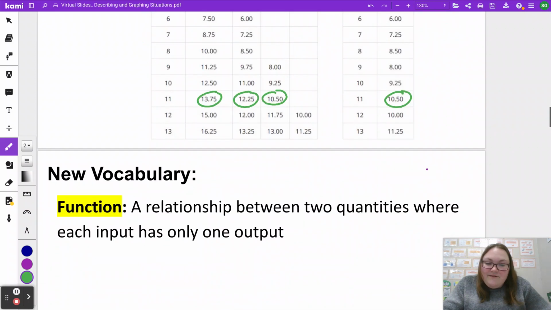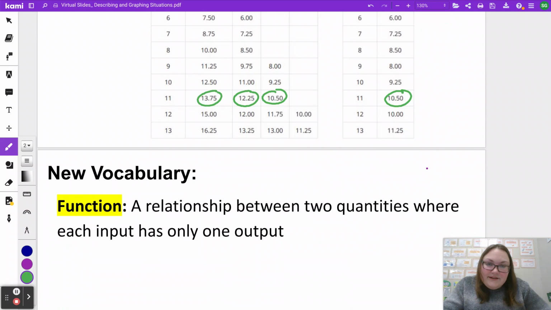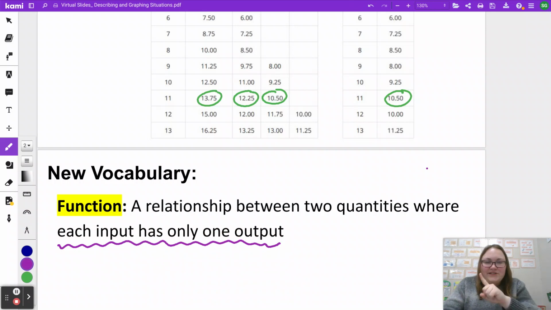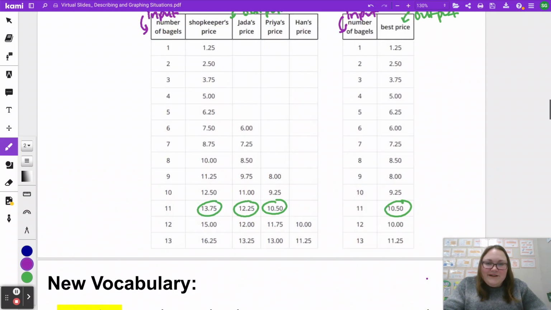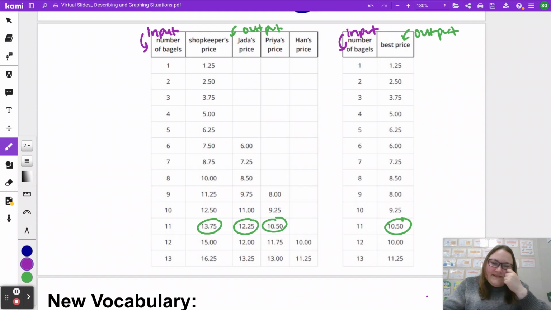The definition of a function and what this entire unit is going to be about is relationships between 2 quantities where each input has only one output. And in my notes that I'm sure you're taking as you watch this video, this is the part I would really emphasize. Functions are relationships where each input has only one output. Using that definition, can you figure out which table above is a function? Each input has only one output. Which one of these tables is our function?